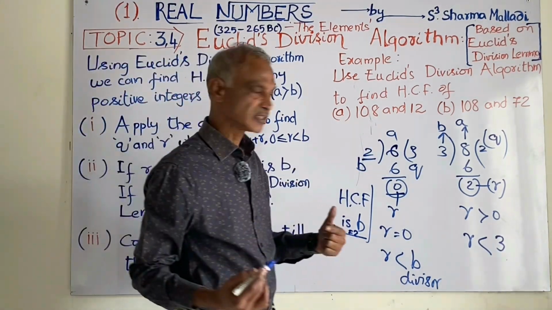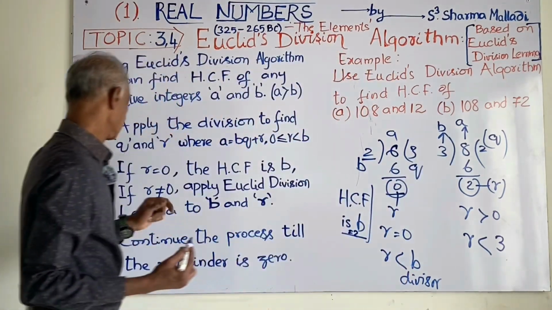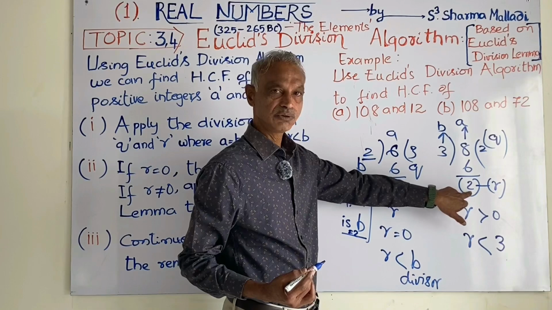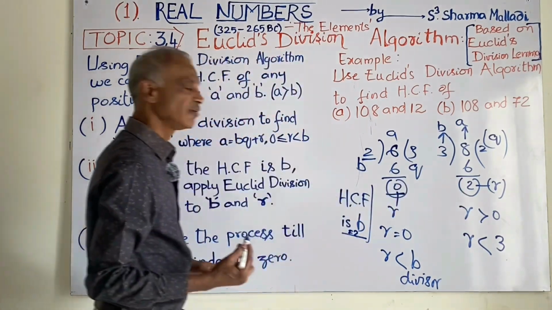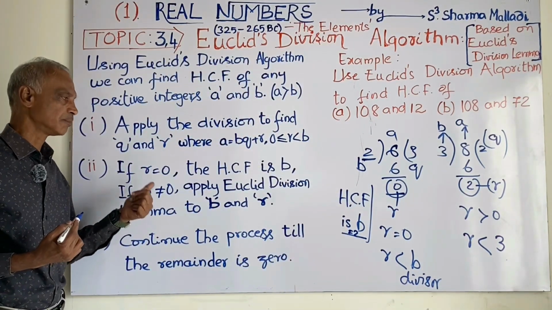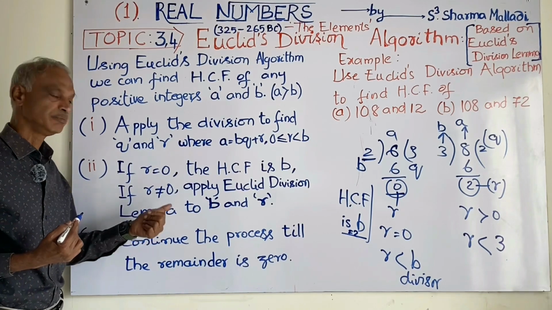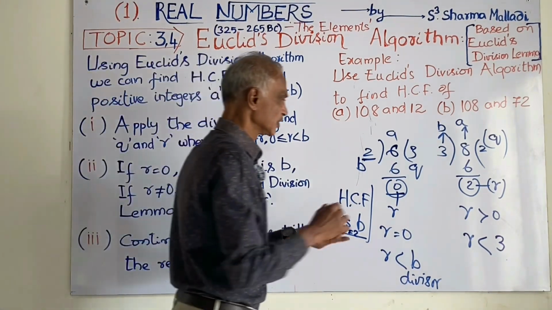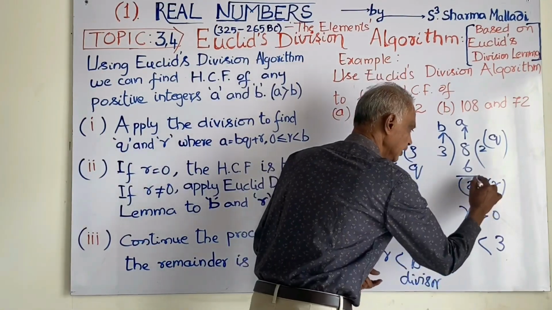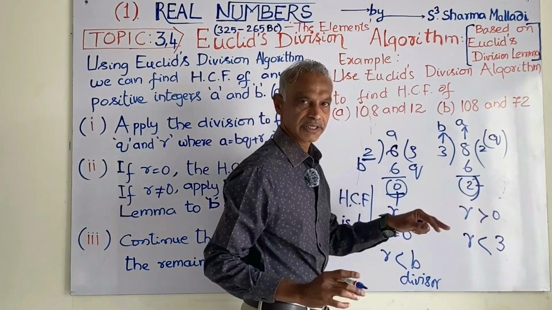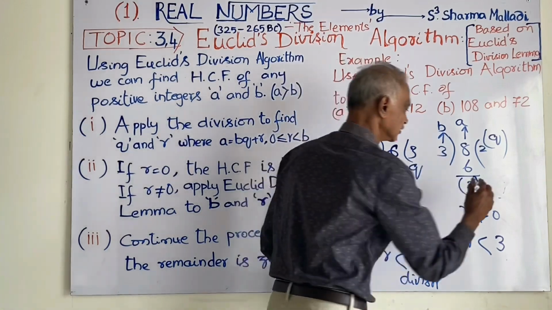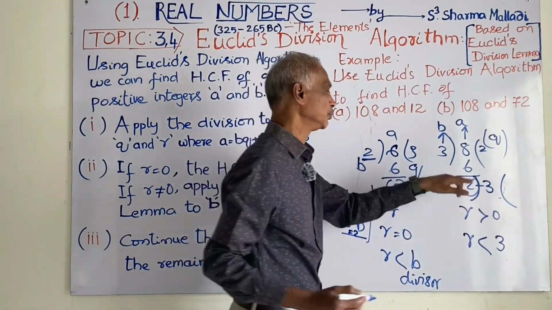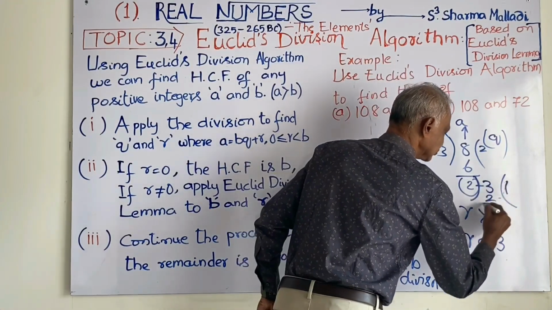Next, what is the HCF in this case? Here R is not equal to 0. So what do we have to do? If R is not equal to 0, apply Euclid's division lemma to B and R. You have to divide again. We have to divide 3 by 2. 2 ones are 2.